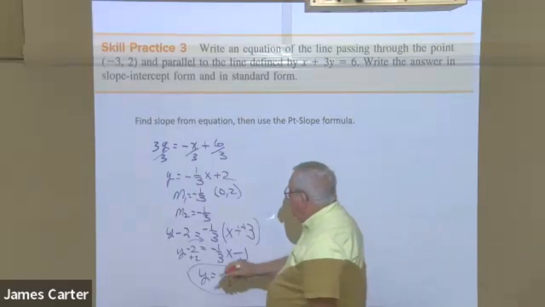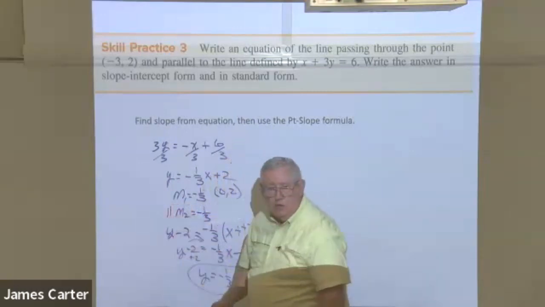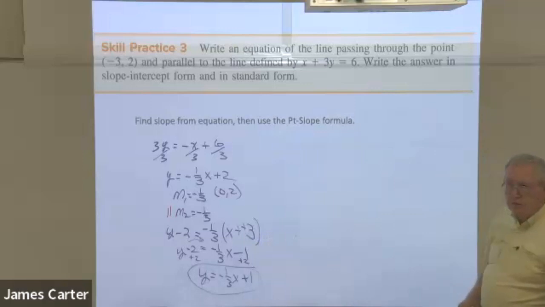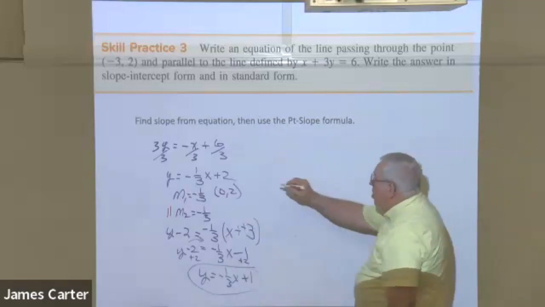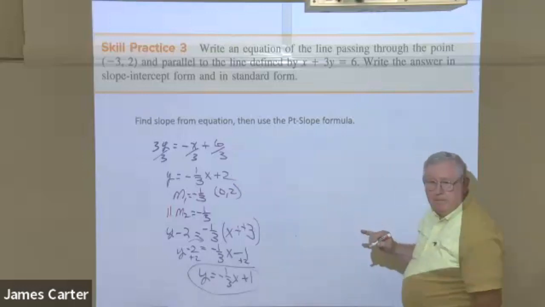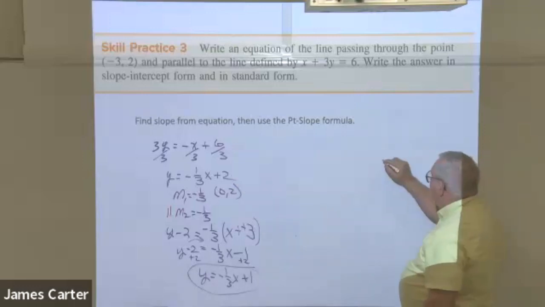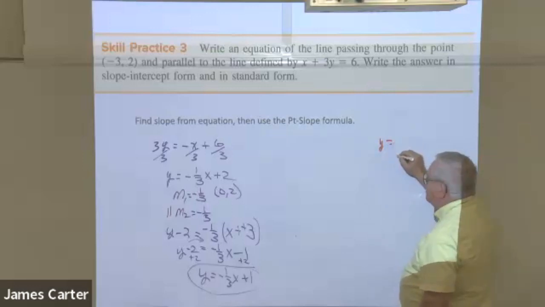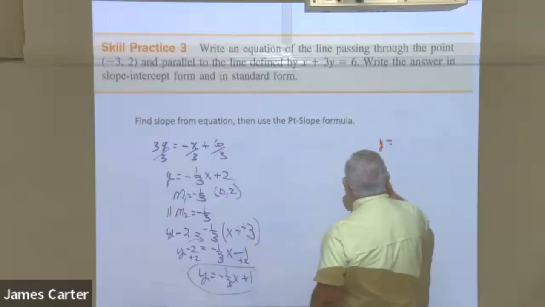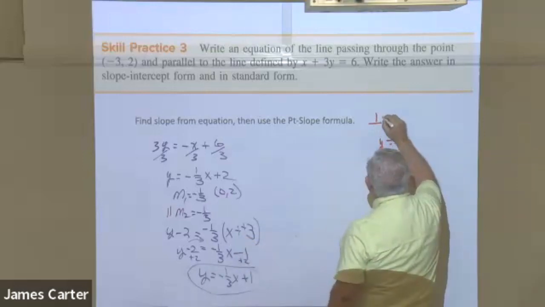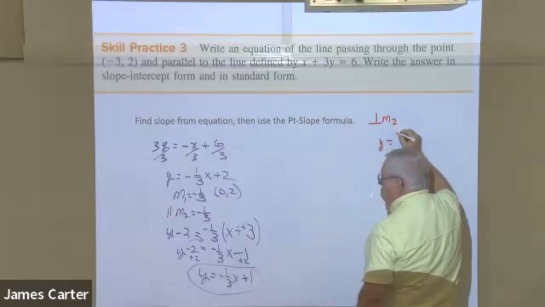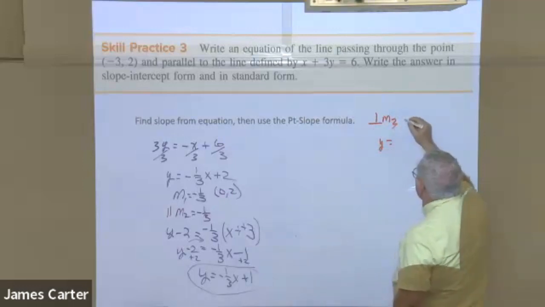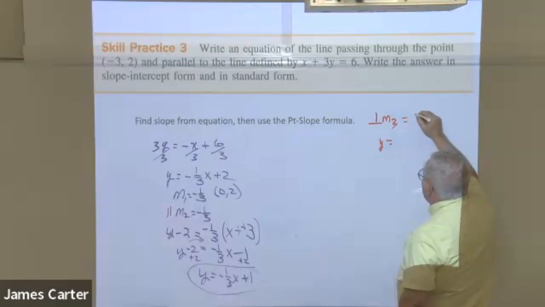Okay, this one is a parallel slope. So I'm going to show you the parallel symbol there. Now, this far down, it's the same. Okay, so I've got y equals, now I've got to use a perpendicular slope. So perpendicular M2, or let's call this M3, third slope, is going to be +3/1.